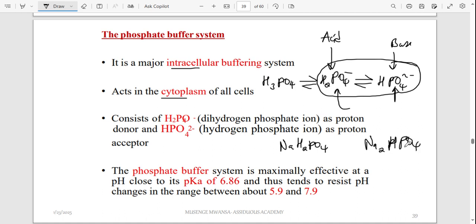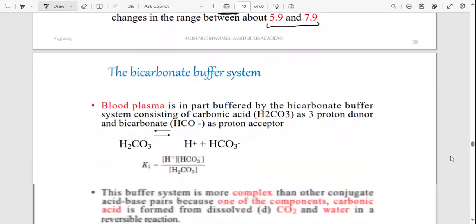So this is disodium hydrogen phosphate. Disodium hydrogen phosphate is the base, while sodium dihydrogen phosphate is the acid. The phosphate buffer system works effectively at a pH close to 6.86, resisting changes in pH from 5.9 to 7.9. Not that we should really master that.